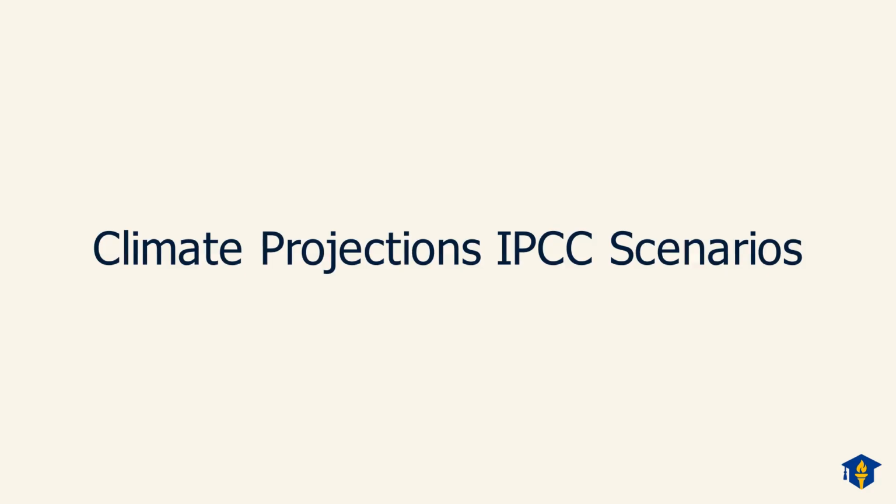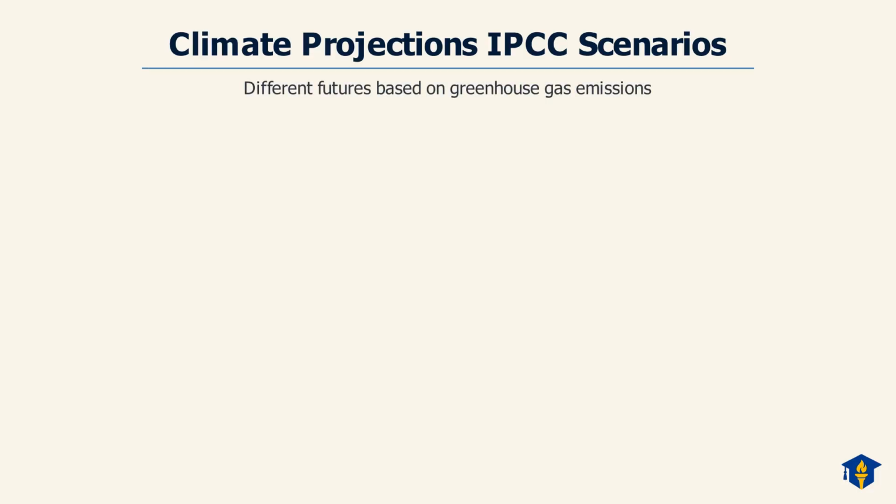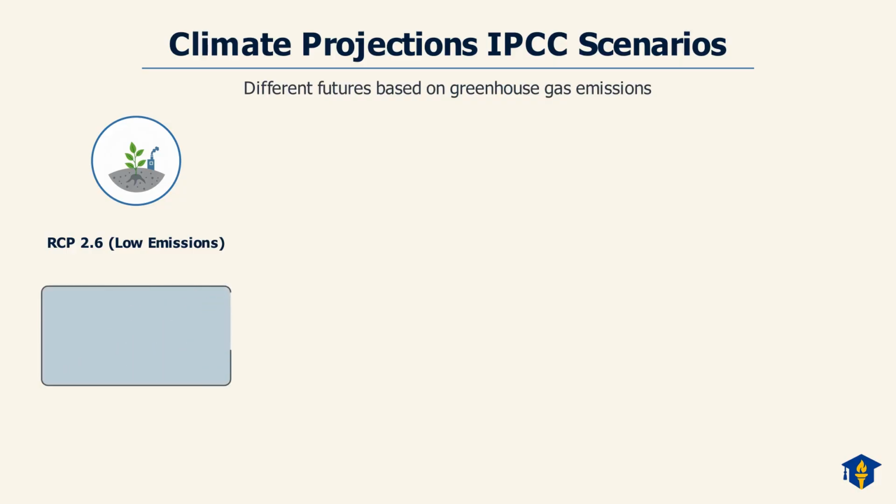Let us consider climate projections from IPCC scenarios, which outline different possible futures. These scenarios are based on varying levels of greenhouse gas emissions shaping our planet's destiny. RCP 2.6 represents a low emission scenario aiming for significant reduction efforts. Under this scenario, carbon dioxide concentrations are projected to be around 420 parts per million by 2100. This low emissions pathway predicts a global warming of approximately 1.5 degrees Celsius.